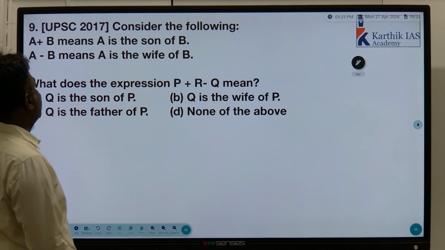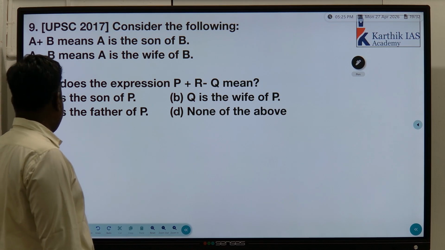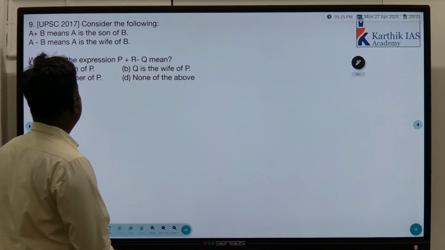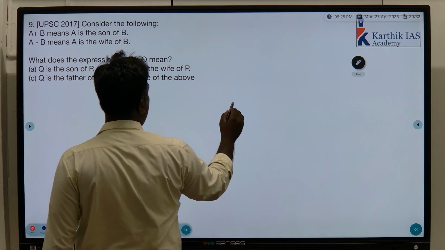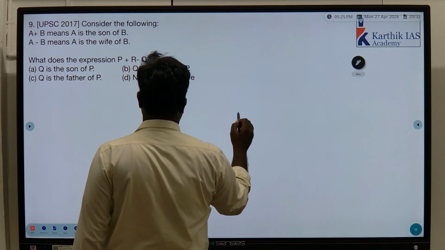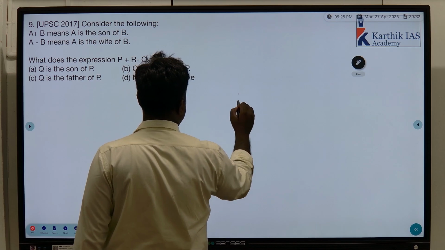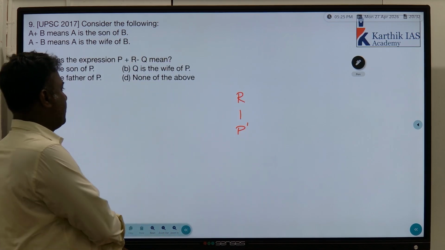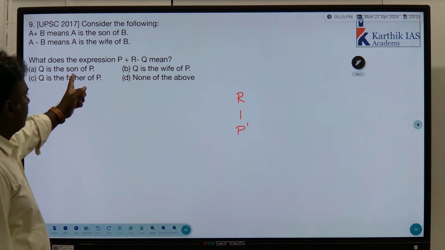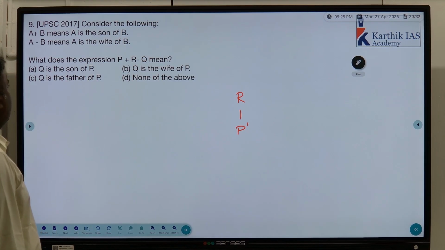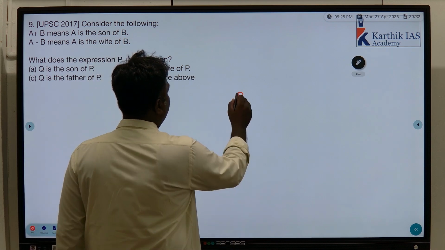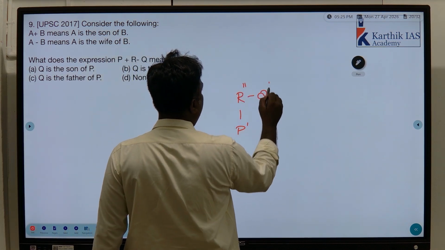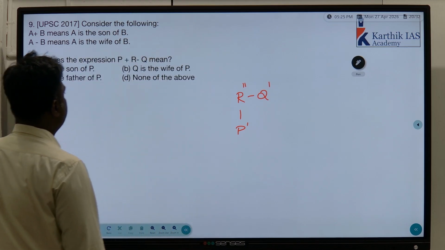A plus B means A is the son of B. A minus B means A is the wife of B. So plus means left hand side is son. So P plus R minus Q. P plus R means P is the son of R. R minus Q means left hand side R is wife of Q. That's all. R and Q are couples and they have a son P.